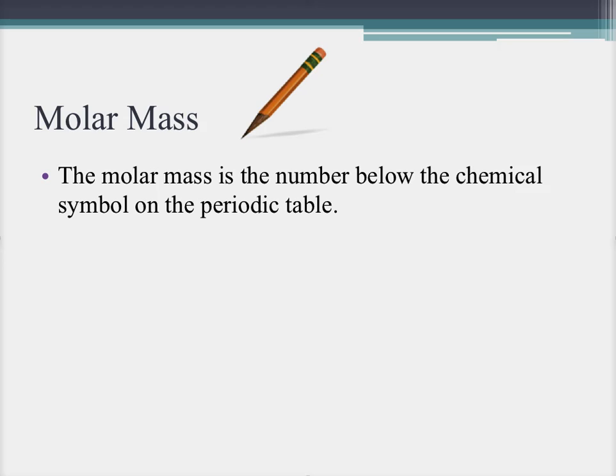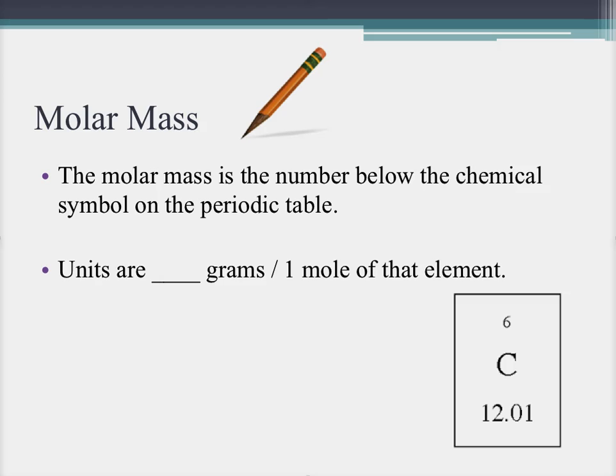So look to the number just below the chemical symbol on the periodic table. Carbon was our example. Remember that whatever number you see here, 12.01 in the case of carbon, will go into grams per 1 mole of that element. So in this class we're going to stick to 2 decimal places. I know some of these go out as far as 4 or 5 decimal places, but 2 is sufficient for the calculations we're doing.